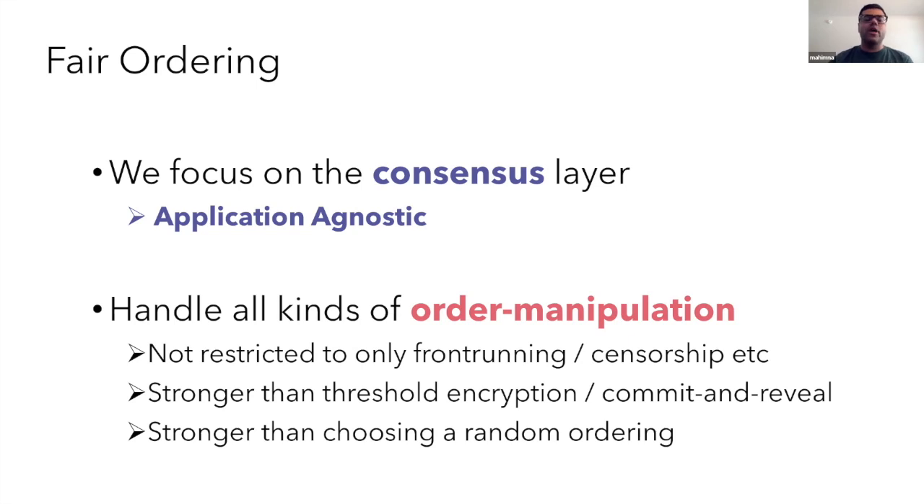So we aim to handle a broader notion of order manipulation that's not just restricted to front-running or censorship. In general, the goal is to consider any way that an adversary could mess with the ordering. Our notions will be stronger than something like threshold encryption or commit-reveal, which are not really resistant to metadata or collusion with the miners. It's also stronger than choosing a random ordering, where you can just try to flood the network and have your transaction maliciously be ordered first. But what's pretty cool is that our techniques can still be combined with threshold encryption and commit-reveal schemes for even stronger guarantees.